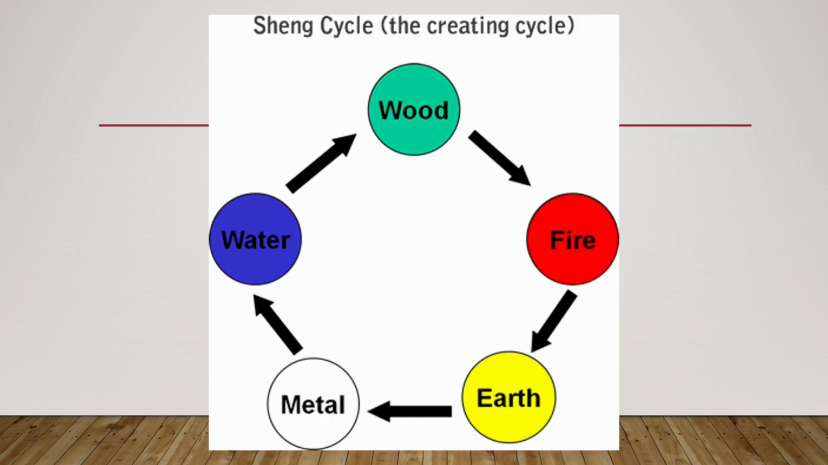Within the 5-element theory, the creation cycle, or the Shang cycle, is the circular flow of relationships from one element to the next: fire, earth, metal, water, wood, then back to fire. Within the creation cycle, the mother is the preceding element and the child is the following element. For example, fire is the mother of earth and the child of wood.